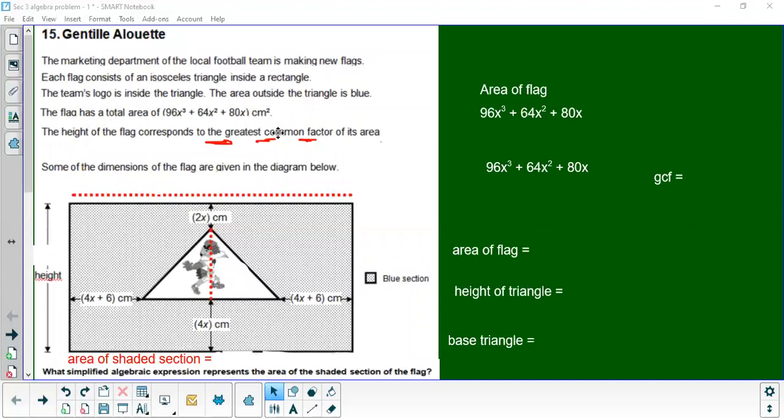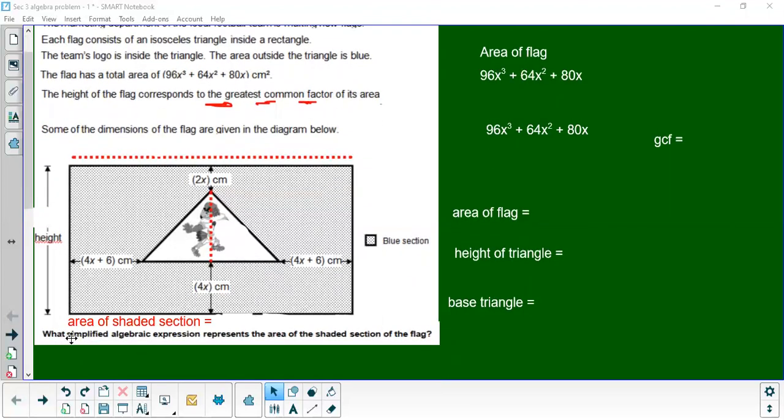Now the total area of the flag is this expression over here. And the height of the flag corresponds to the greatest common factor of the area. So I have to find the greatest common factor of the area. Okay, we have some pictures, and basically, what is the expression that represents the shaded area? So basically, how do you find the shaded area? Well, it's the area of this whole thing minus the area of the triangle. So that's basically what we're going to be working on. We need to find these two expressions.